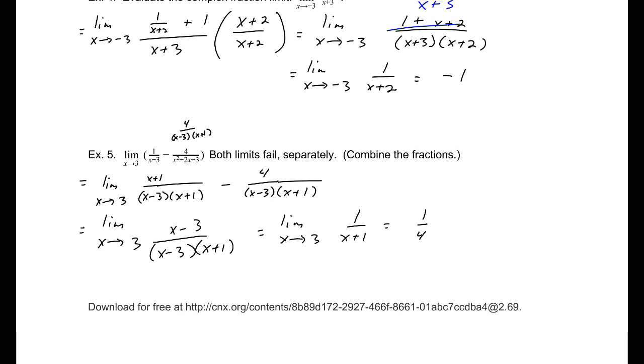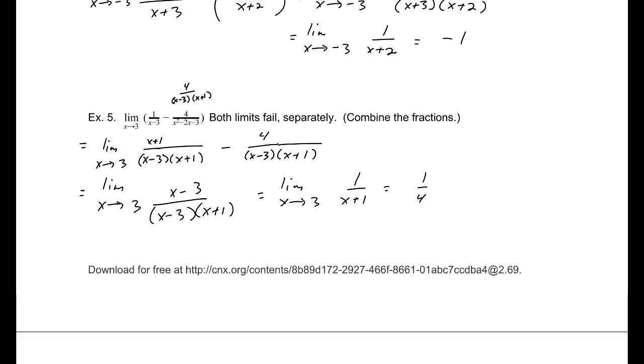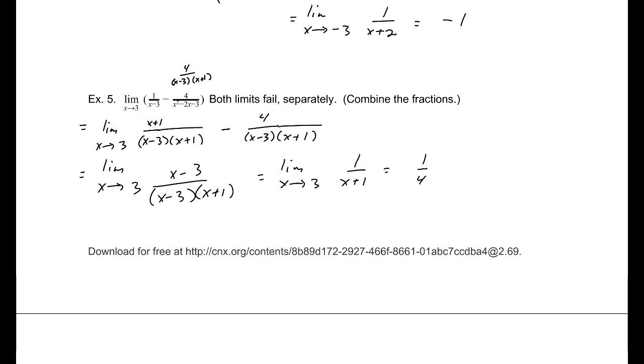Right, so there are lots of tricks, algebraic really is what I come down to, algebraic tricks that we can use to evaluate some of these limits.